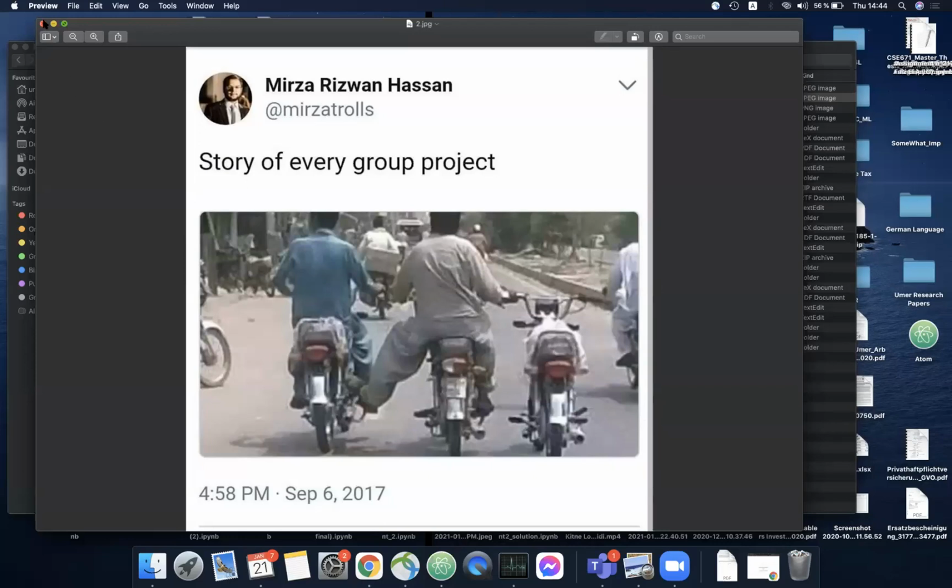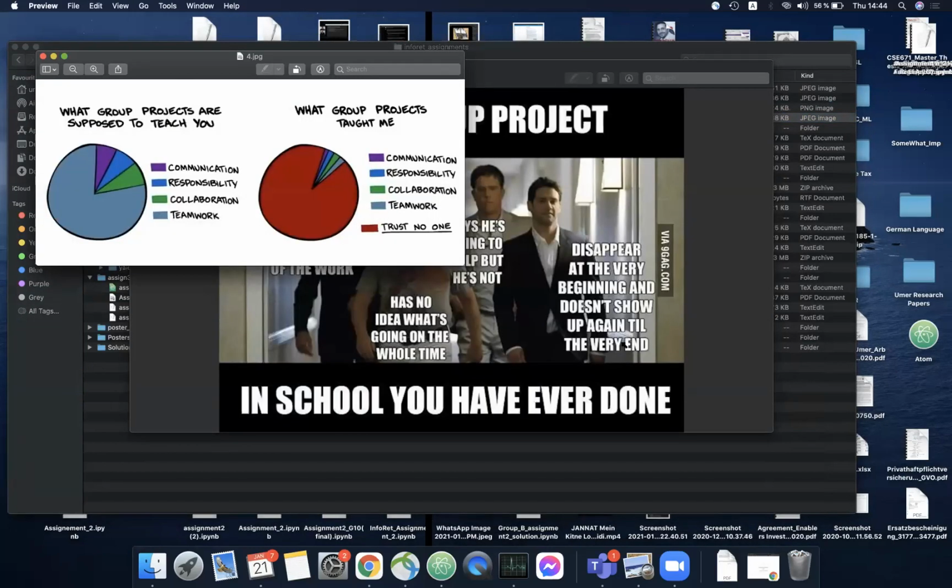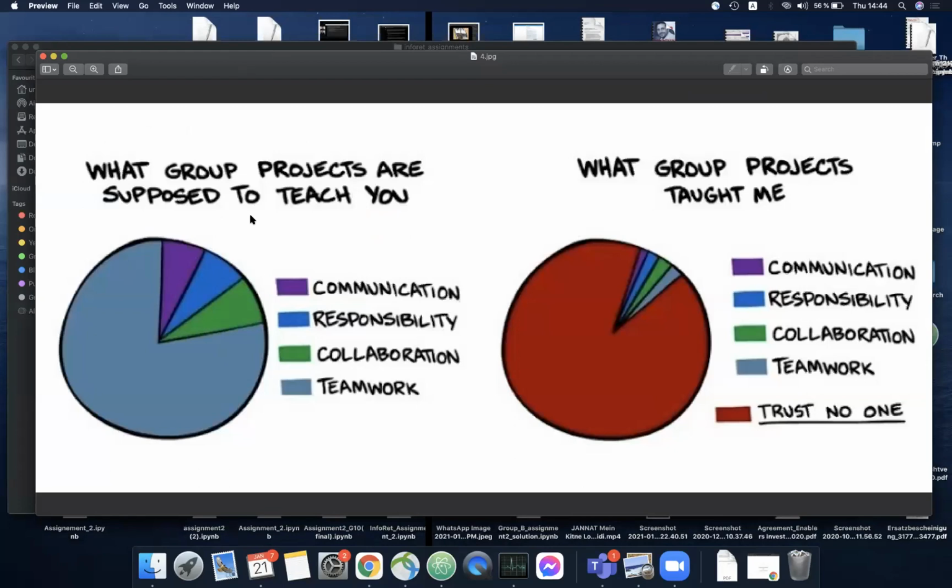So yeah, and then finally the fourth one. I don't want this to happen. So what group projects are supposed to teach you? I mean, primarily teamwork, and then collaboration and responsibility, which is very important, and also communication. But what group projects taught me is trust no one, and all other things are very low. So please, for assignment number 3, I want you guys to work really as a team, and if some members don't understand things, then help them out. That's the spirit of the assignment.